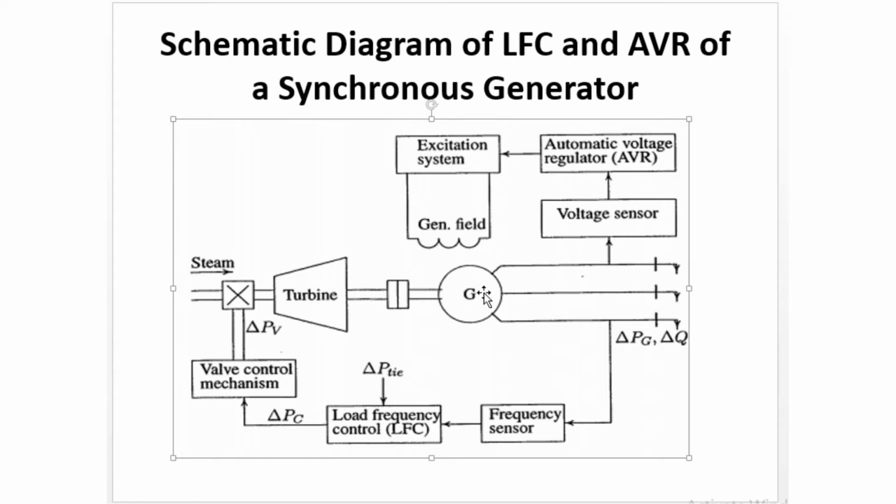The excitation time constant is much smaller than the prime mover time constant. So here we have the generator excitation. The generator excitation time constant is much smaller than the time constant of our prime mover. Due to this, the transient decay of our excitation system is much faster, and it will not affect the dynamic stability of LFC. Thus the cross coupling between the LFC and AVR loop is negligible.